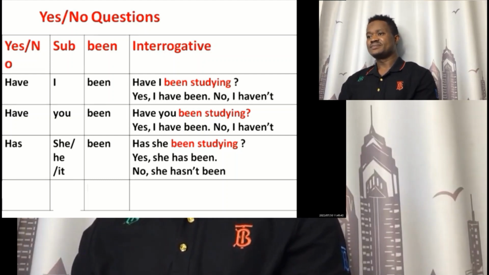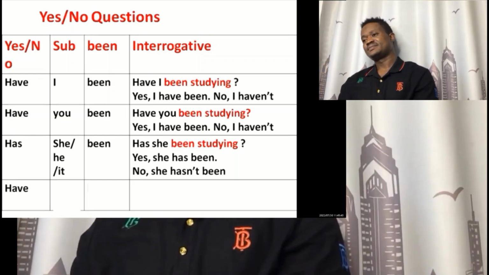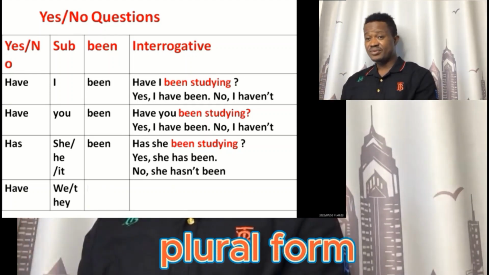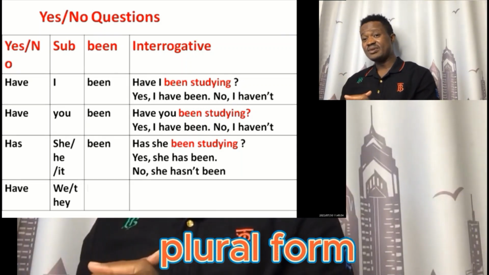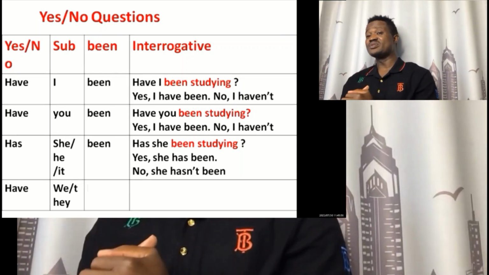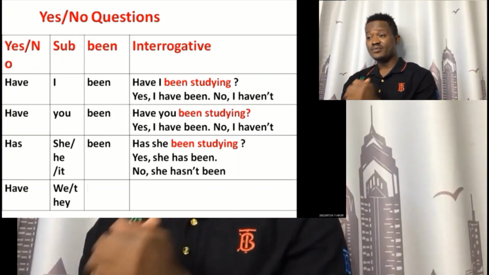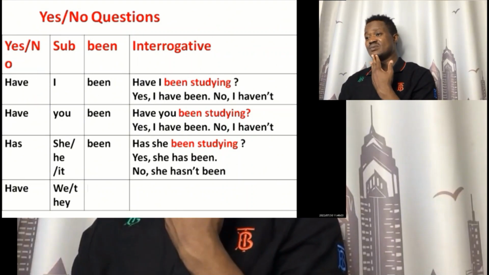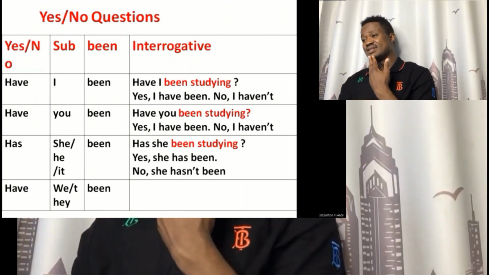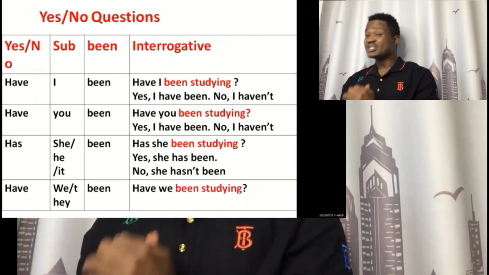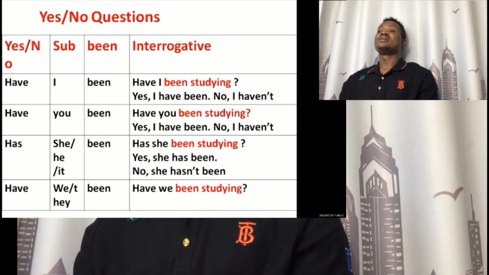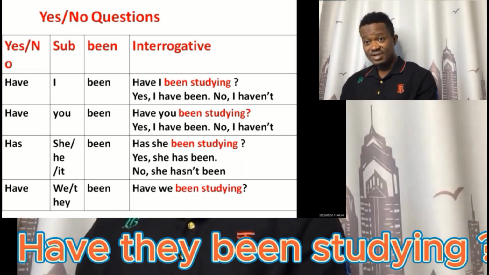All right, let's go. Have: we, they. This is the plural form of asking questions. In the plural form we use have. So have we, have they. Then we use been. So the interrogative form is: have we been studying? Have they been studying?